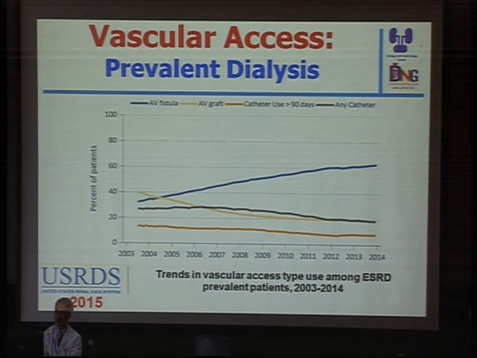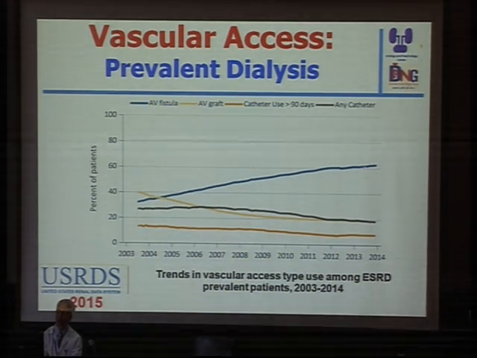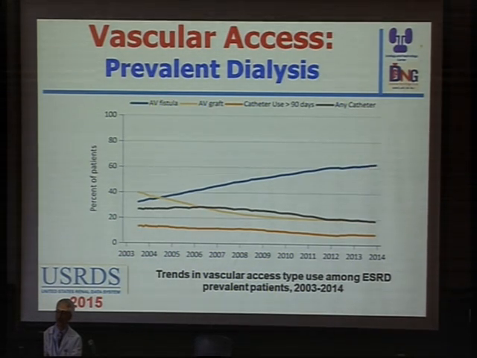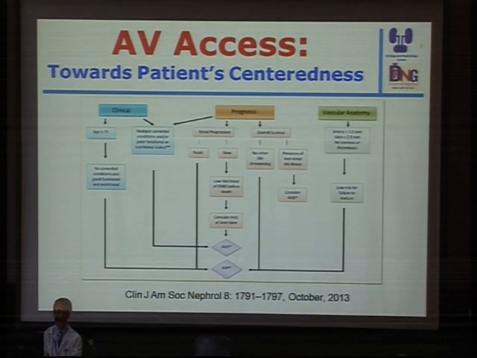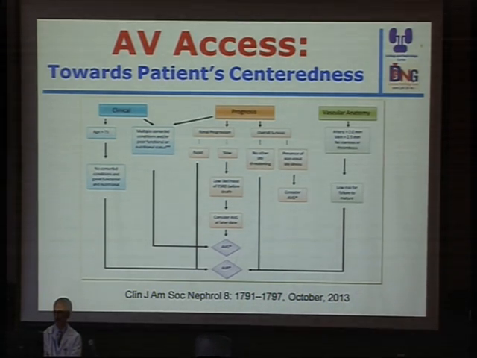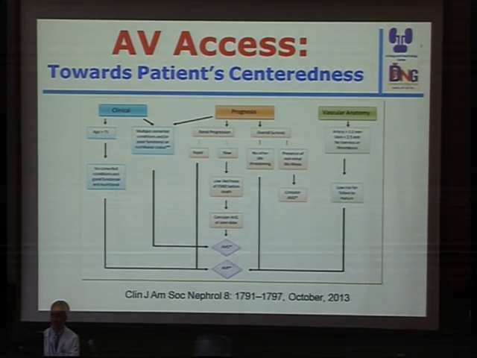And here, this is the prevalent dialysis, so the initiation is usually with a catheter, but after that, a fistula is created. So here you can find the majority of prevalent dialysis patients are dialyzed through fistula. This is one of the important clinical questions. When should I say to the patient, we need a fistula for dialysis?